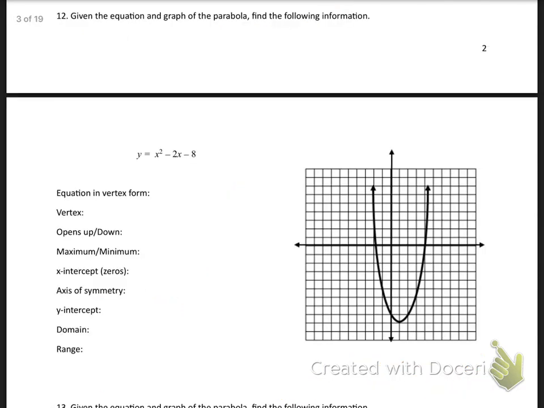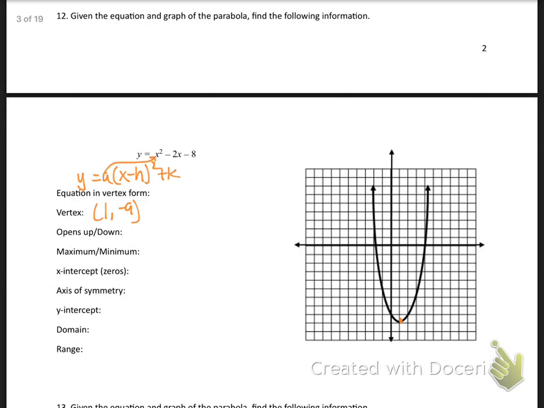All right, getting into some graphing. So given the equation and graph of the parabola, find the following information. So equation in vertex form, the vertex. Okay, remember vertex is that change of direction. So it is this little guy right here. So it is 1, comma, 1, 2, 3, 4, 5, 6, 7, 8, 9. So 1, negative 9. Vertex form, remember, is y equals a times x minus h squared plus k, where it's literally got the vertex in it.